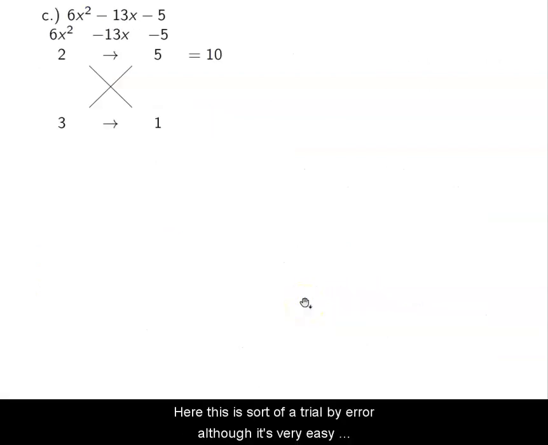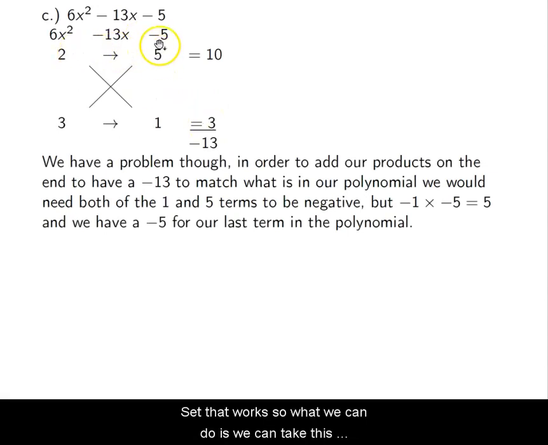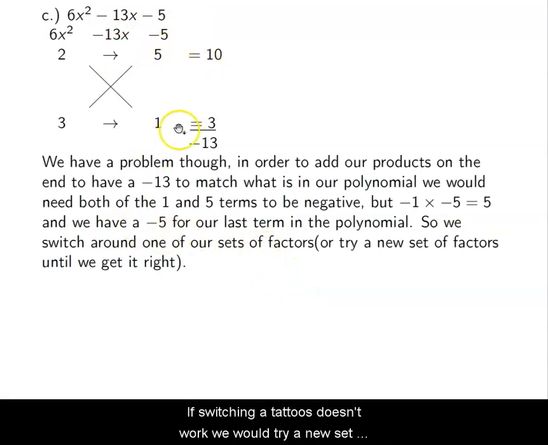Here, this is sort of trial and error, although it's very easy and very quick to find the correct set that works. So we can take this and flip it around and write 1 and 5 instead. If I go 1 here and 5 here, I'm going to get 2 and 15. Actually, that might work because 2 and 15 I can make into 13. So let's switch our factors around. If switching our factors doesn't work, we would try a new set of factors. 5 and 1 doesn't have any more factors for 5, but 6 would. I could try 6 and 1 instead with the 5 and 1, swap the orders around, and see how it works.